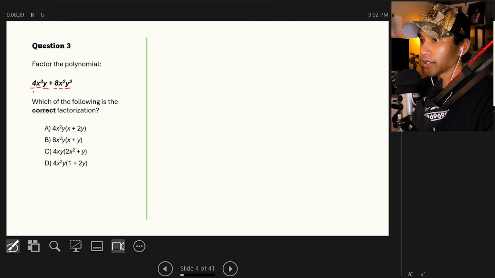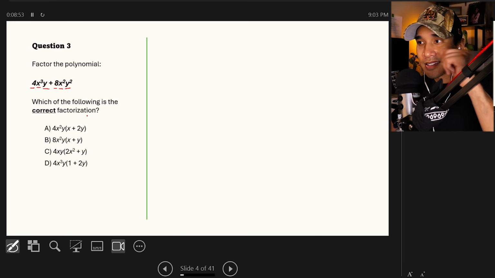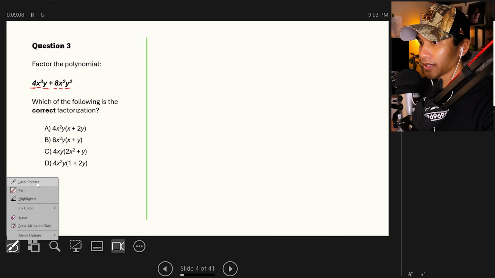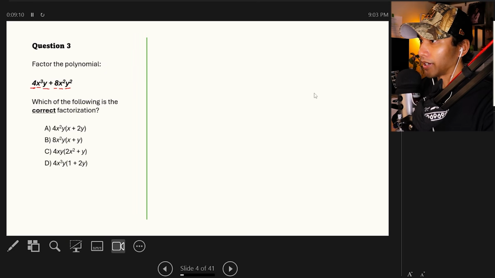So what is the greatest common factor between 4 and 8? What is the greatest common factor between x cubed and x squared, and with y and y squared? And what that means is just what can we divide with these numbers to keep like a whole number. I think I butchered that, but it'll make sense when I start doing the problem. So let's see what we have here.